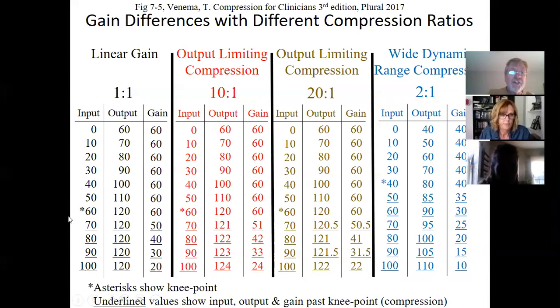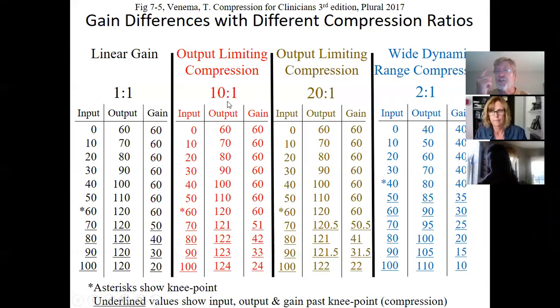And then let's say they set the knee point at 60. That's why I put my asterisk here. So now no more than 120 is going to come out of that hearing aid. Okay, 70 in, output's held at 120. My gain must be only 50. Input of 80, output's held at 120. My gain is only 40, I guess. That's peak clipping.